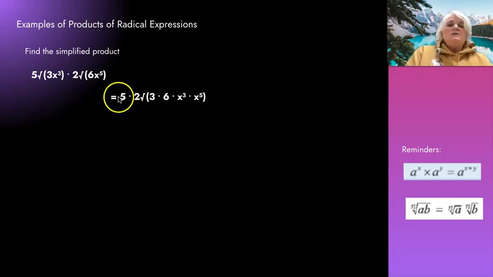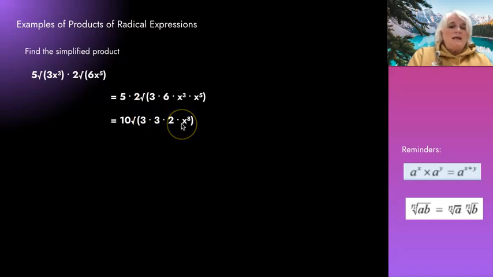Now I'm actually going to multiply out the 5 times 2, but I'm going to separate the 6 into 3 times 2, into my primes. I'm going to add the exponents for my x cubed and my x to the 5th because they're being multiplied, so I'm using the first property over here. And I come up with 10, square root of 3 times 3 times 2 times x to the 8th.